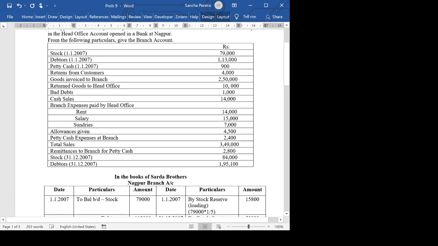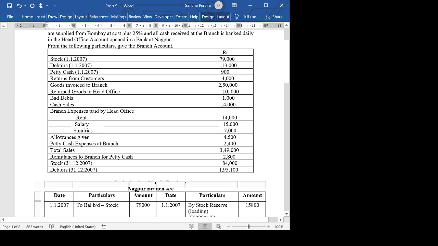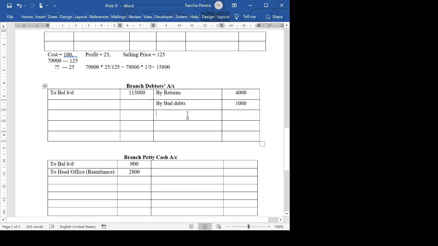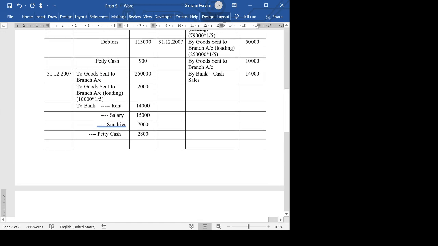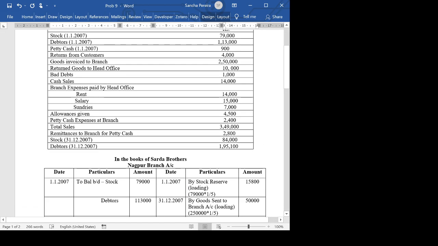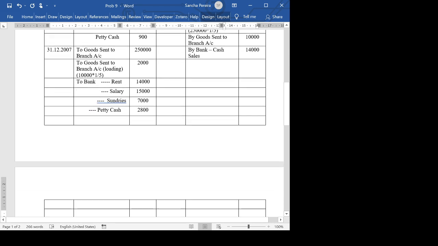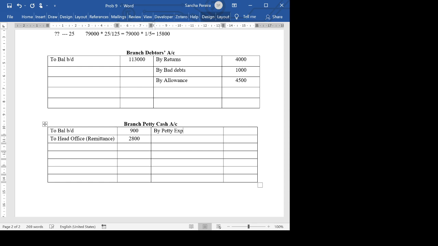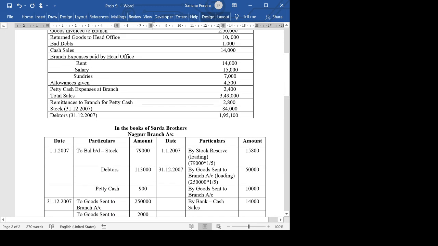Next, we have allowances given, discount given, which is 4,500, by allowances in the debtors account, 4,500. Then we have petty cash expenses at branch, 2,400. This will come in the petty cash expenses account. By petty cash expenses, 2,400.